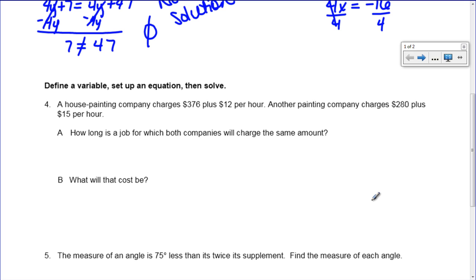So it asks us to define a variable, set up an equation, and then solve. By defining a variable, it means tell me what the variable is and what does it represent. So a house painting company charges $376 plus $12 per hour. Another company charges $280 plus $15 per hour. So the first thing I have to do is define a variable. Well, the thing that I know is that I have per hour happening. So I'm going to say H equals hours.